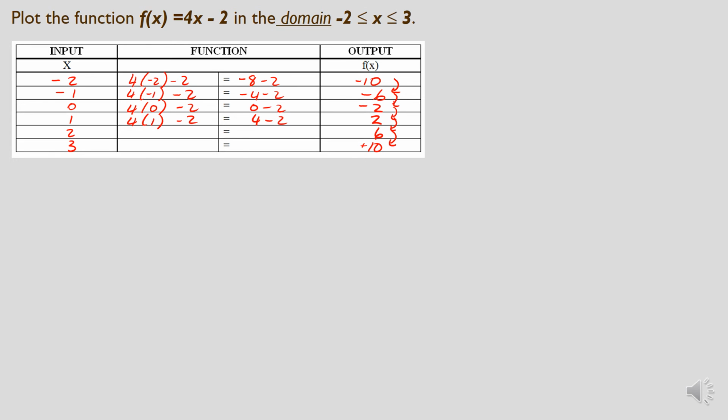Okay, and you can check that using your calculators. What points do we get for our graph? Well, our domain was the x values. Did I skip one there? Okay, so we only go as far as 3 in this case. And the outputs were minus 10, minus 6, minus 2, plus 2, plus 6, and plus 10.